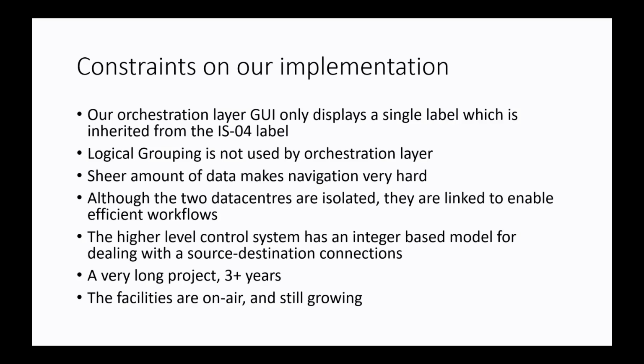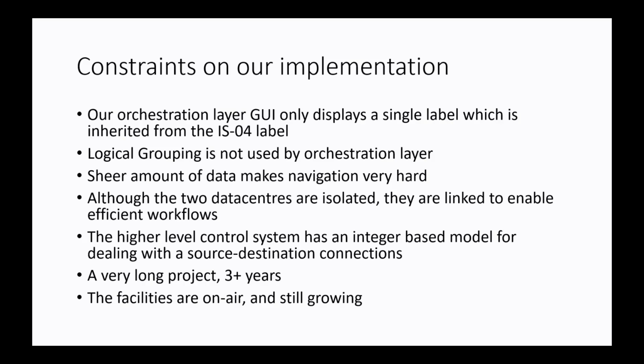Our orchestration layer is not using logical grouping. The sheer amount of data makes navigation through the system hard, very hard. Finding stuff is difficult. The concept of having 2 data centers gave us some geographical resilience, but in order to make the workflow and the operation work, yes, they're separate, but they need to be interlinked at a certain level so that we can make use of resources that sit in both of those data centers.